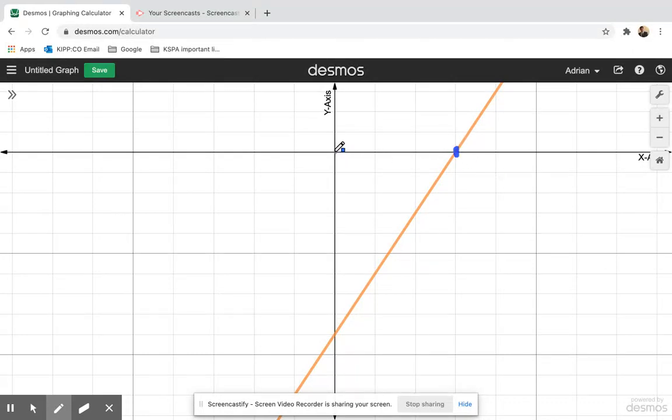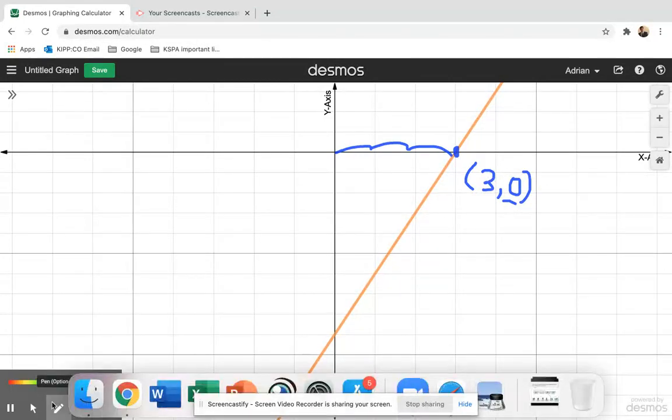So at this point, we can count out how many spaces to the right. 1, 2, 3. So that tells me that my x-intercept is at 3, 0. And again, your x-intercept is always going to have a 0 for your y value. It's always going to be 0 for the y because we do not go up or down at all. We merely stay on our x-axis and we only move in the x direction. In this case, that's to the right, so that's positive. 3 spaces, 3, and that's how we get that one.